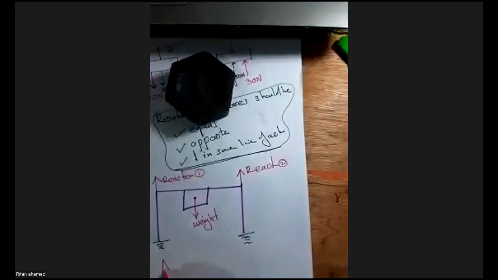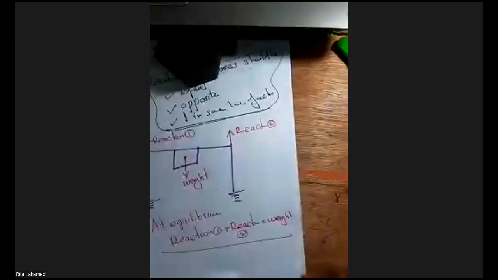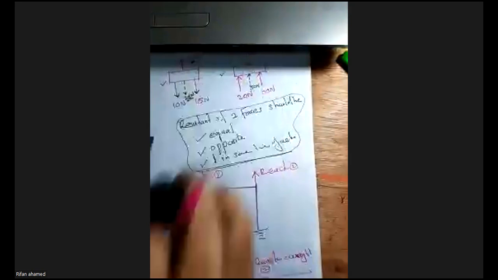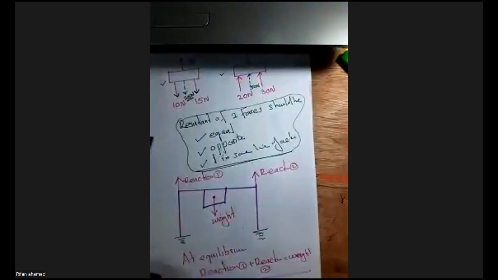So at equilibrium, if you add reaction 1 and reaction 2, what will come? The weight will come. Understood? Is the screen clear? Okay, you can mark it down.